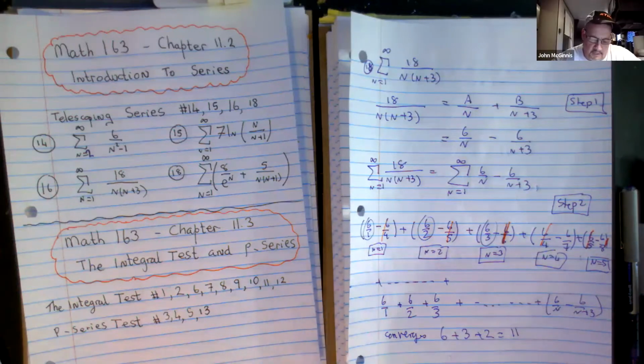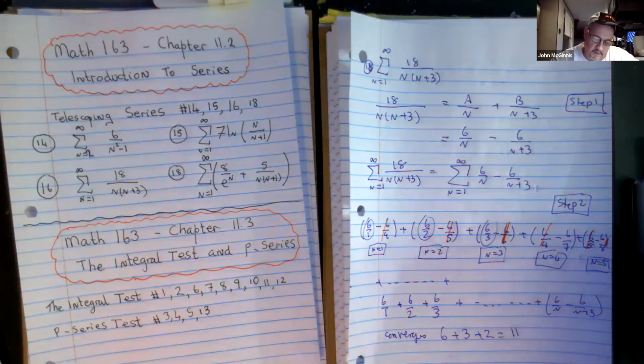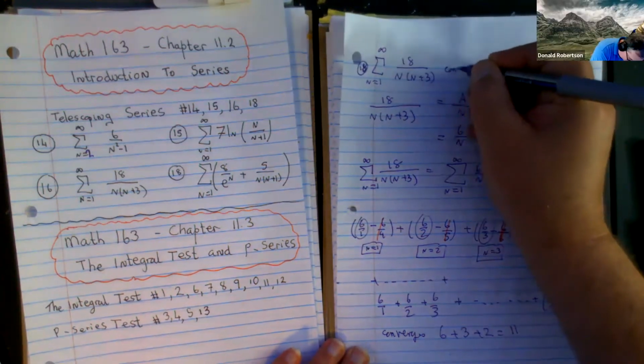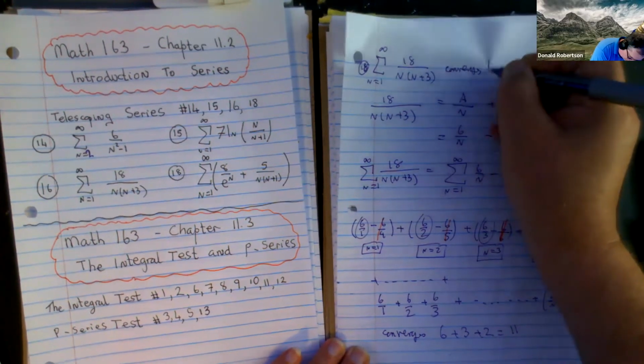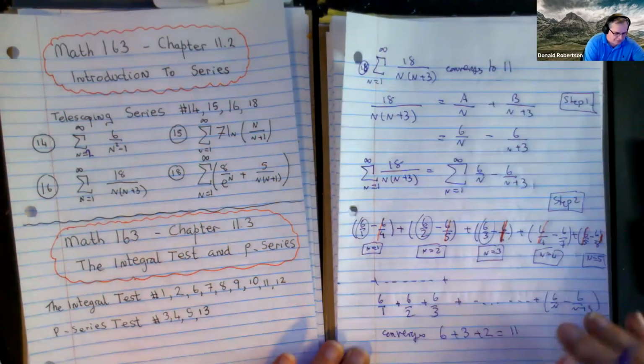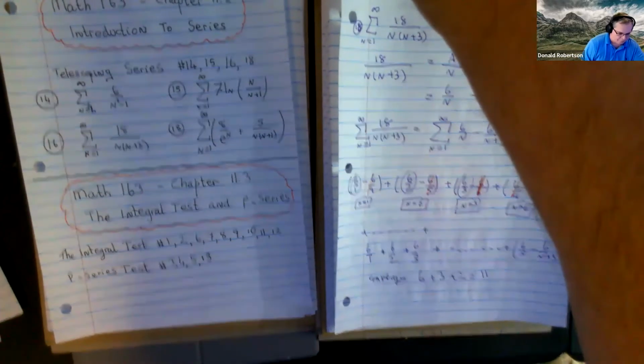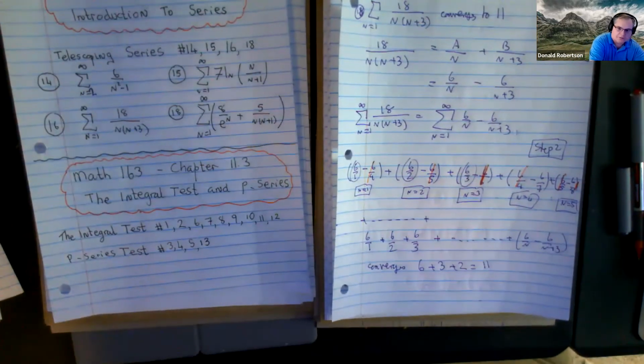So the expression 18 over n times n plus 3, that converges at 11. It converges. In this case, to 11. I might have overshot that one. There we go.